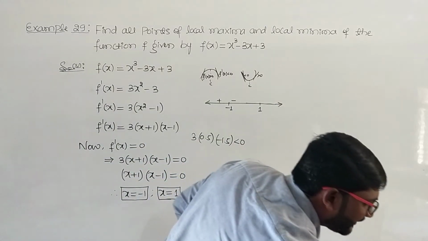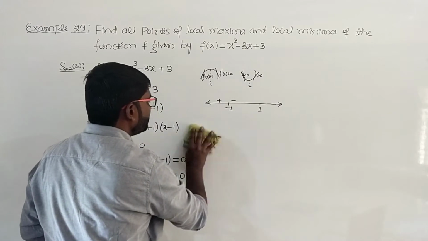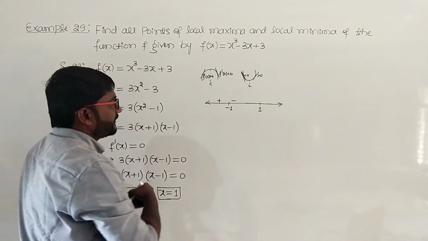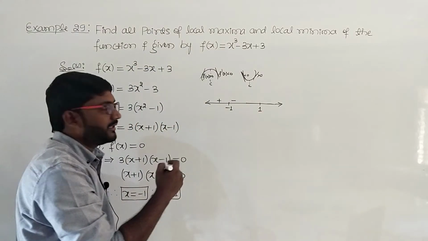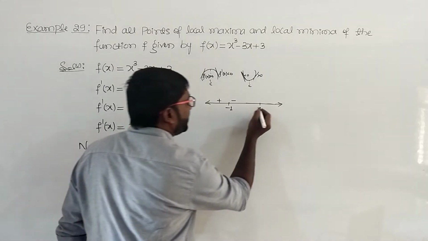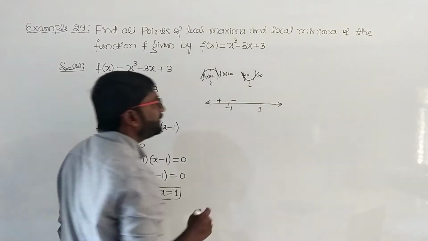Take two values now, to the left of 1 and to the right of 1, and then analyze. To the left of 1 I will be taking 0.9, and to the right of 1 it is 1.1.